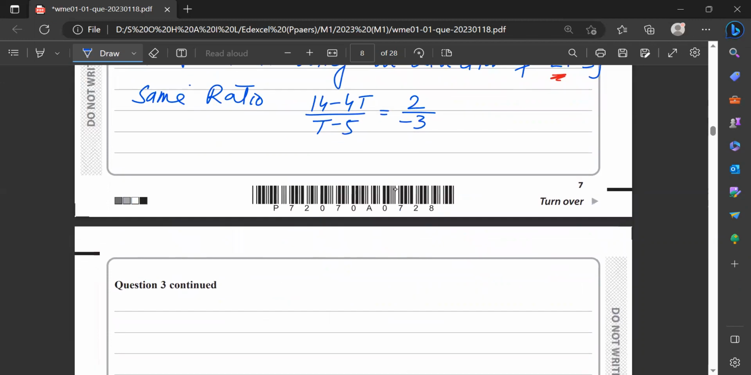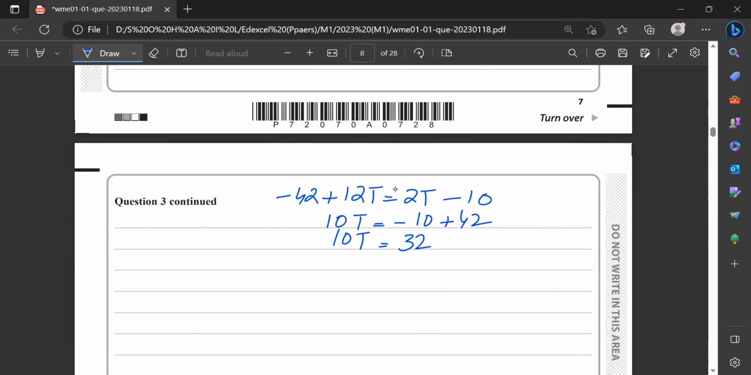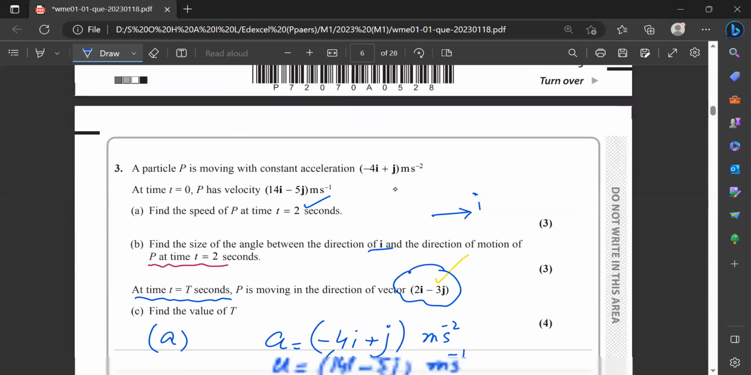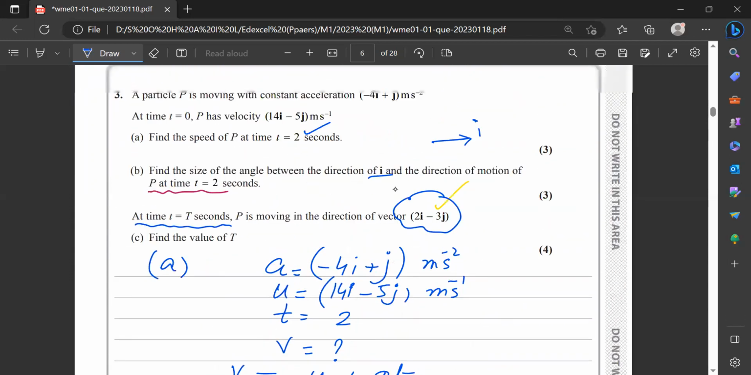You can simplify: minus 42 plus 12t is equal to 2t minus 10. Further simplification will give you 10t is equal to minus 10 plus 42, so 10t is equal to 32. So t has the value 32 over 10, t is equal to 3.2. The question was to find the value of t. Yes, t is here. So this was question number 3.